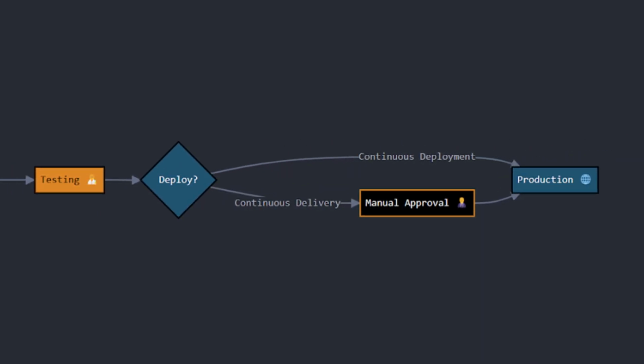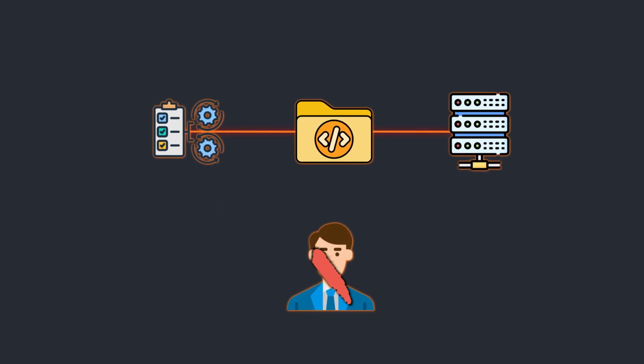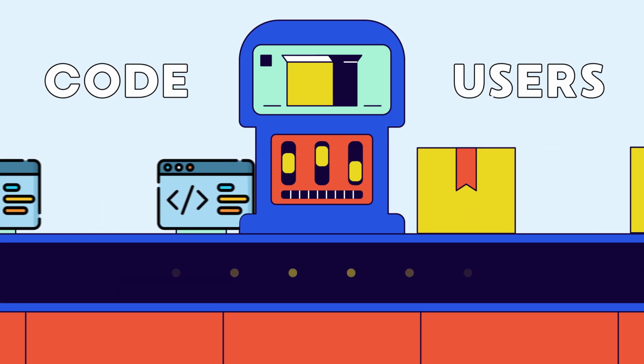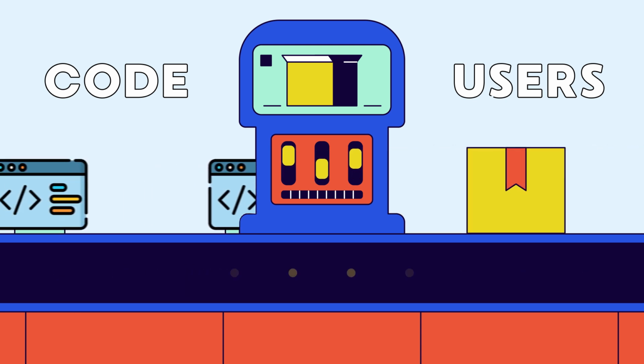Some teams take this a step further with continuous deployment. In this setup, code that passes all tests is automatically pushed to production without any human intervention. It's like having a perfectly synchronized assembly line that takes your code from development straight to your users.